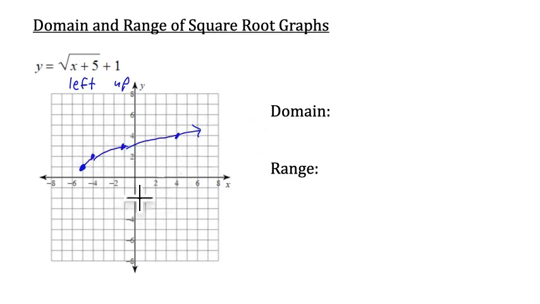So for the domain, the x values this graph uses are all the x's greater than or equal to negative 5. So we just say x is greater than or equal to negative 5. And the range are all the y values this graph uses. And this graph will go up all the way to positive infinity. So it's all the y values greater than or equal to 1. So we say y is greater than or equal to 1.